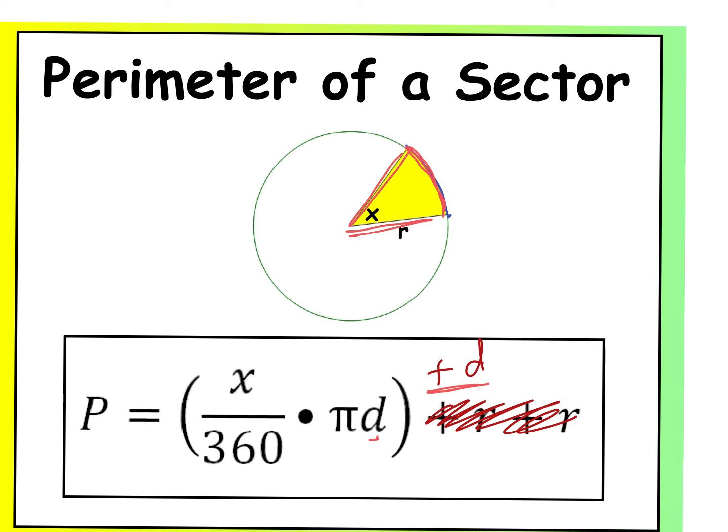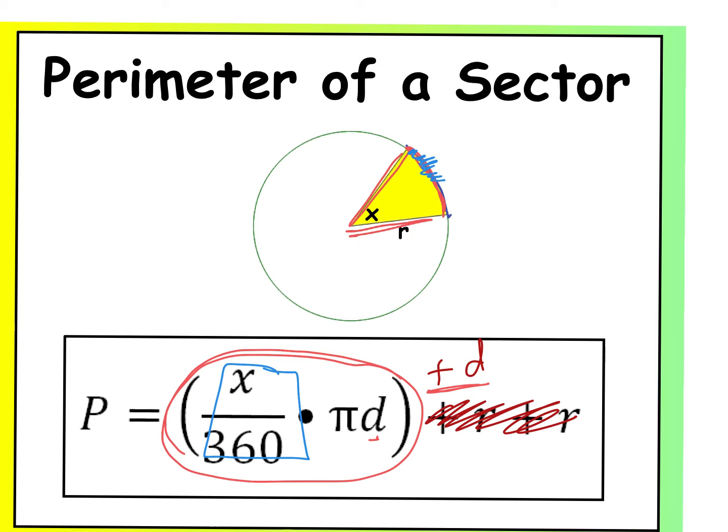So the formula starts out the same, x over 360 times pi times your diameter. That's going to find the circumference of your entire circle. And then this x over 360 will find just this part right here on your arc angle. And then at the end, you're going to add your radius twice, which is the same as adding your diameter. And that'll give you these two legs of your sector right there.